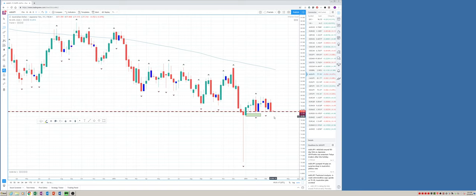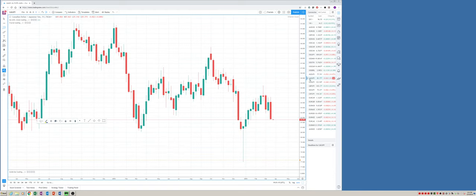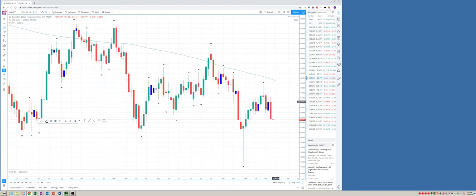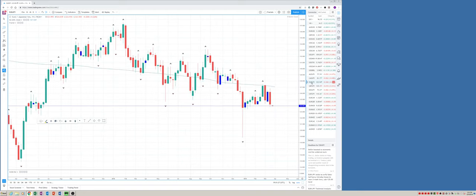Anyhow, so that's Aussie Yen, and we can look at all the yen crosses. There were a bunch that were pretty ugly. Here's CAD Yen. That was a very, very big close, bearish engulfing, close on the lows. Euro Yen, same deal, bearish engulfing. And then if we look at Dollar Turkey, it had a massive move.